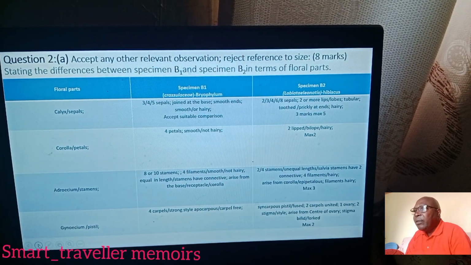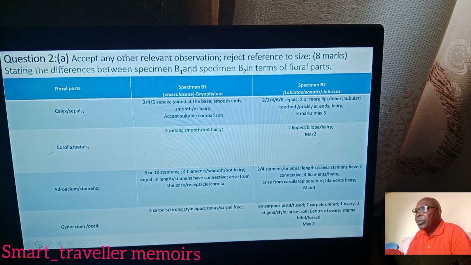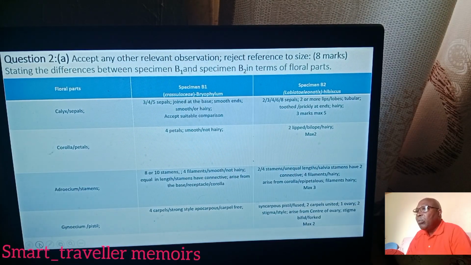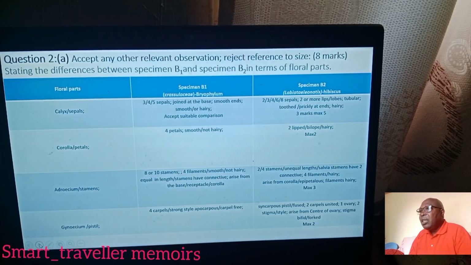On the other side, we have 2, 3, 4, 6, 8 sepals from B2, with 2 or more lobes or lips, tubular, toothed, pleated at the ends, and hairy. But you have to accept suitable comparison. And here you get 3 marks from a maximum of 5. All right.